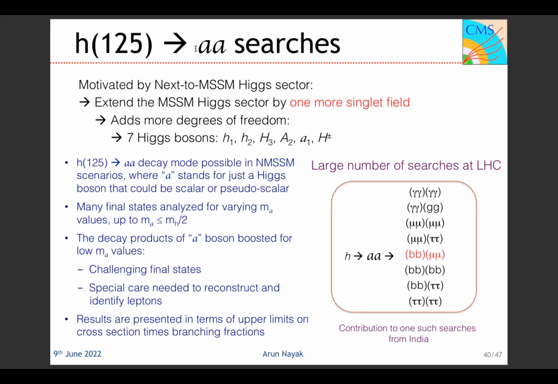So the generic search assumes that A can be scalar or pseudo-scalar, and there are many searches actually. You can see the list here at the LHC, and one such contribution is also made from the Indian side. So one of the A decays to 2 b quarks and another decays to 2 muons.